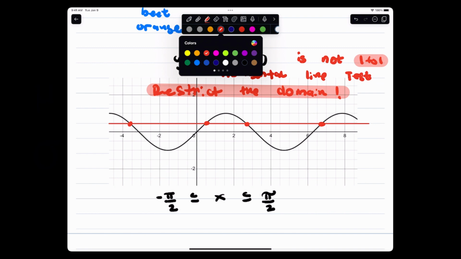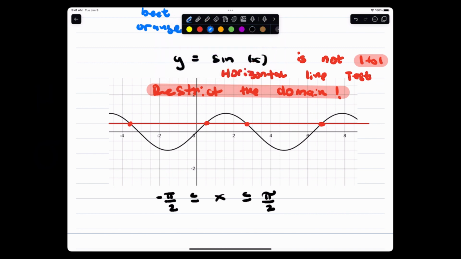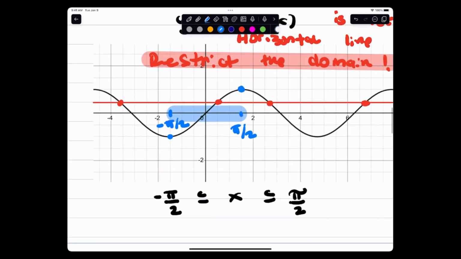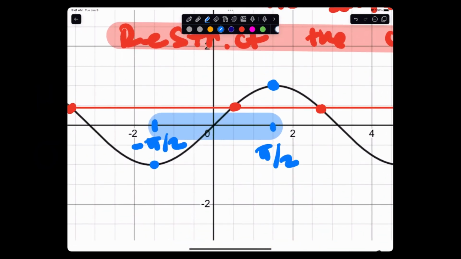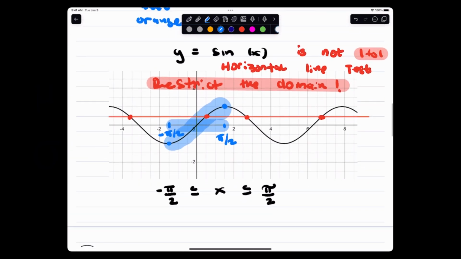And if we look at this picture, you might say to me, well, what does that even mean? We're going to restrict the domain this way. This is where negative pi over 2 would be. And this is where positive pi over 2 would be. Okay, we're going to only allow those values of x to be between those two numbers. And what that's going to do for us is give us a sine curve that just looks like this. I'm going to share that with you guys. And you go, it's going to just look like that? Yes.